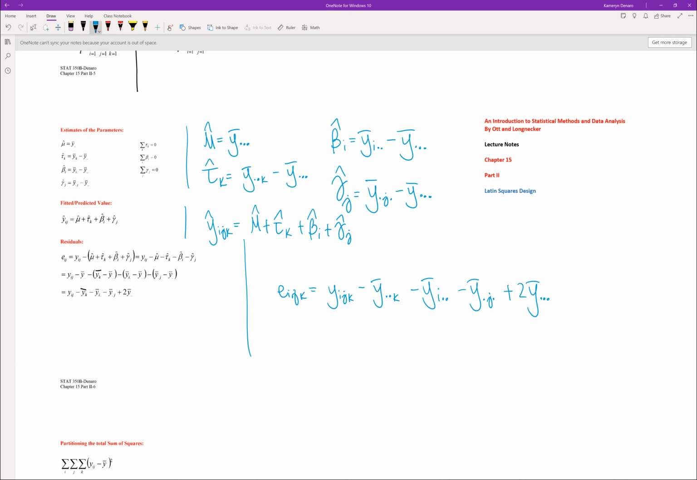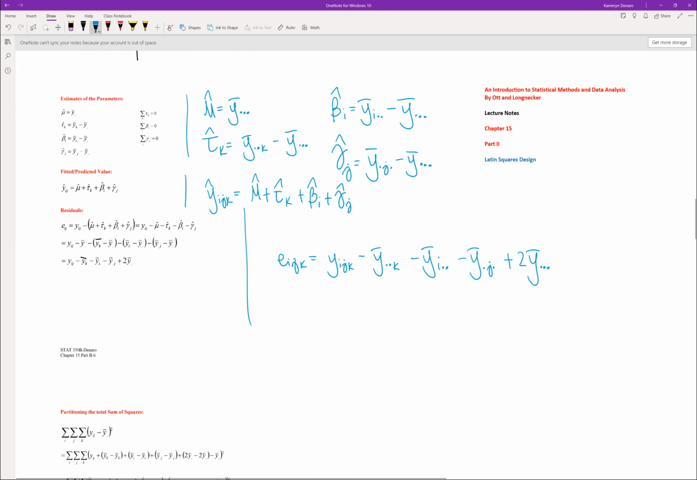Our y hat ijk's are equal to your mu hat plus your tau hat k's plus your beta hat i's plus your gamma hat j's. And just like always, if you want to find a residual, you're going to take the observed minus the predicted value. At the end of the day, our residual e_ijk is equal to y_ijk minus y bar dot dot k minus y bar i dot dot minus y bar dot j dot plus 2 y bar dot dot dot.